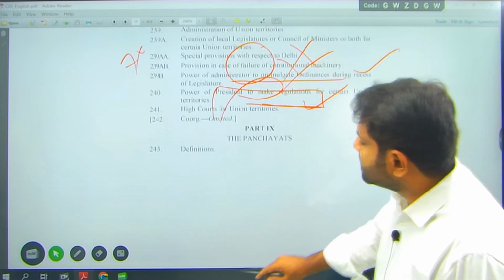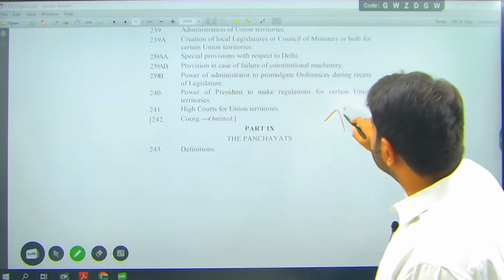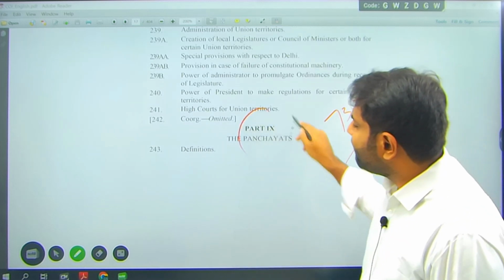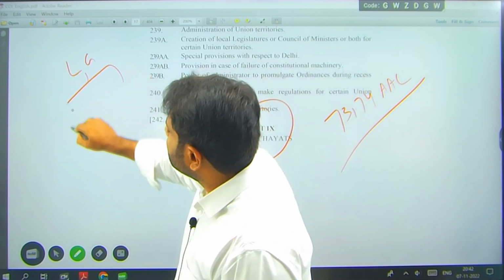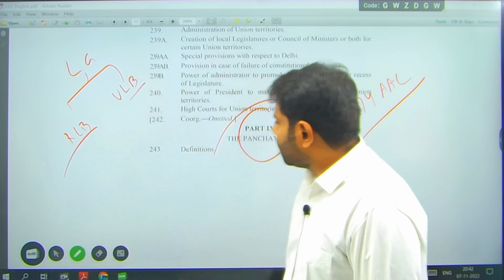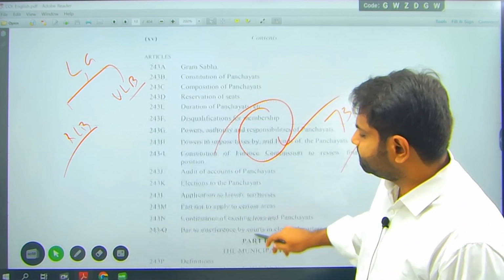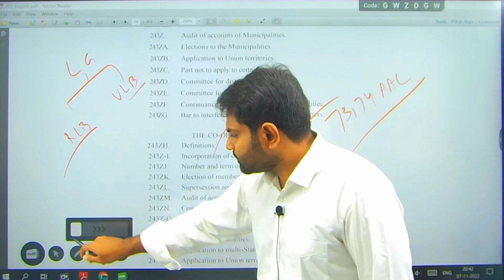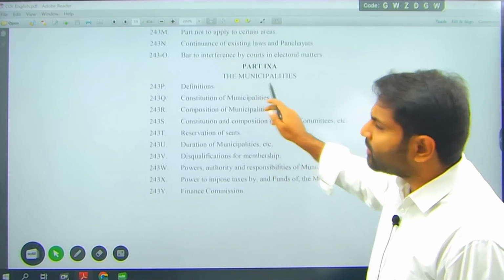And apart from that, decentralization happened in India because of the 73rd and 74th Amendment Act, right? Because of this we have local governments. We have two types of local governments: one is rural local bodies, the other one is urban local bodies. Rural local bodies we have in part 9, and in part 9A we have urban local bodies, which are municipalities.